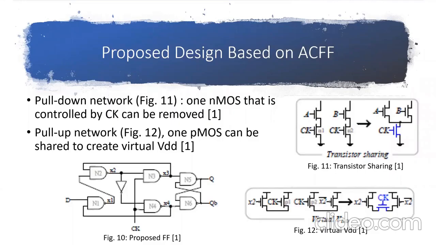Lin proposed a new low-power flip-flop design based on ACFF, which was SR latch-based flip-flop. The pull-down network, shown in figure 11, can go through transistor sharing by removing one redundant NMOS, which is controlled by CK. For the pull-up network in figure 12, one PMOS is shared between X2 and X2 bar to create virtual VDD. The complete block level schematic for the proposed design is shown in figure 10.